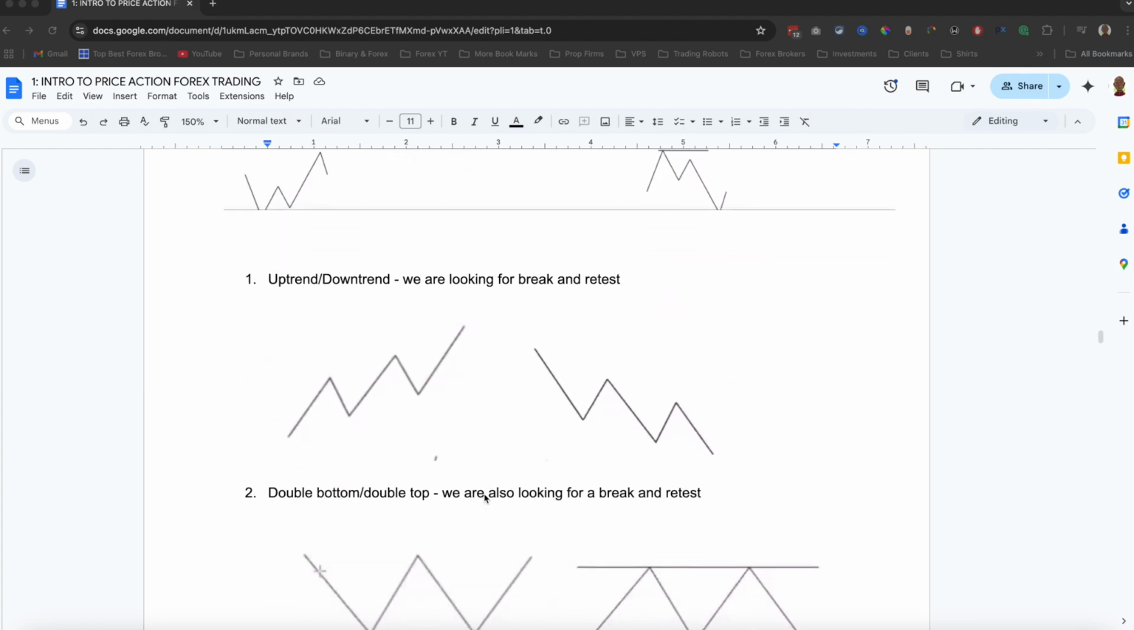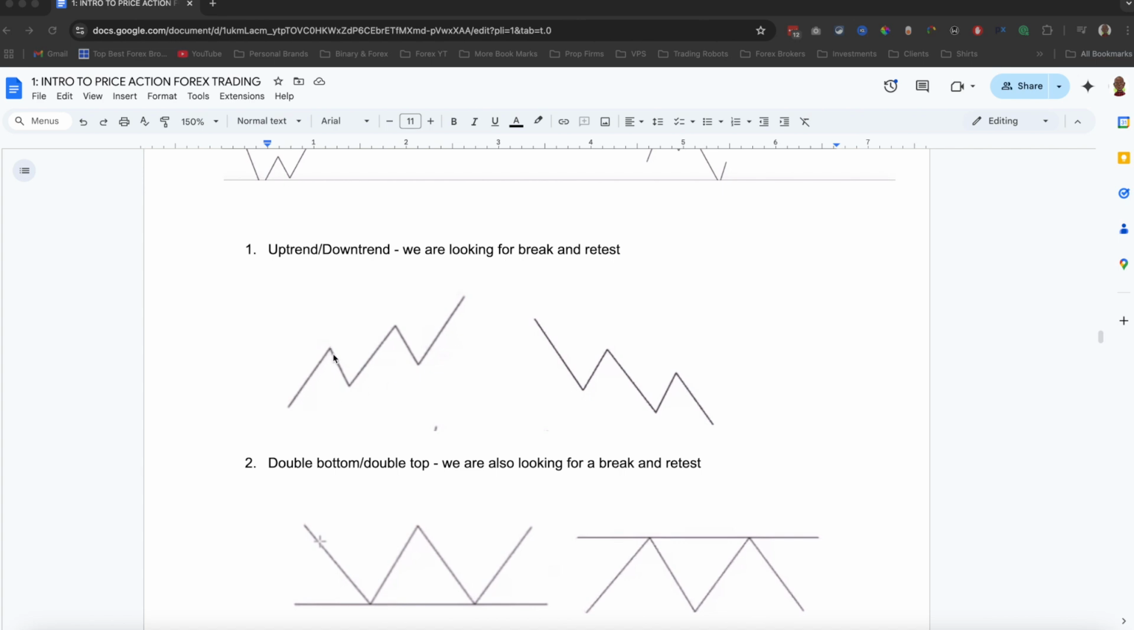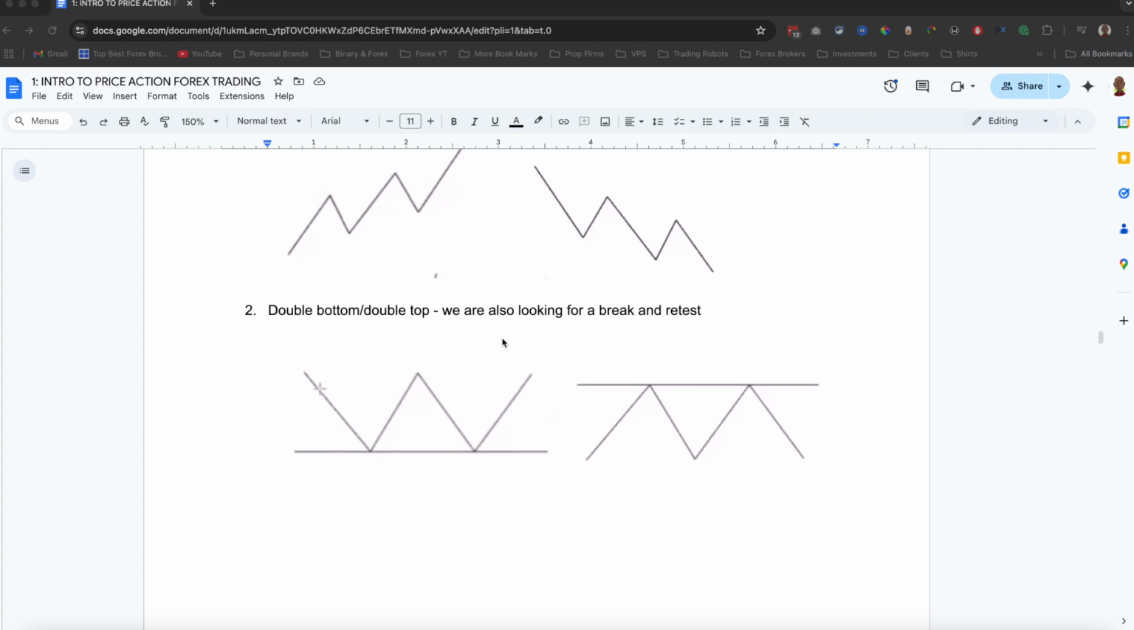Okay, so for the uptrend, we are looking for a break and retest. We look for this kind of a break and a retest of this line, a break and retest of that line, the same as the downtrend, break and retest of that line. For double bottom, we are also looking for a break and a retest. The price was going down and then there was a double bottom, so we're waiting for a break of this previous high, and then we get a retest and then we enter our trade.